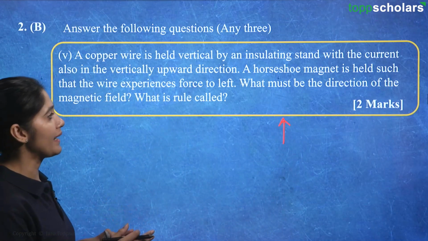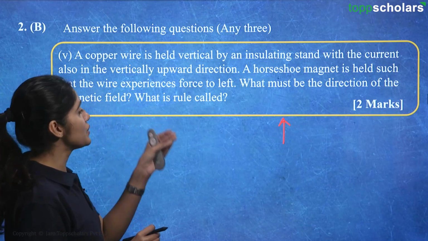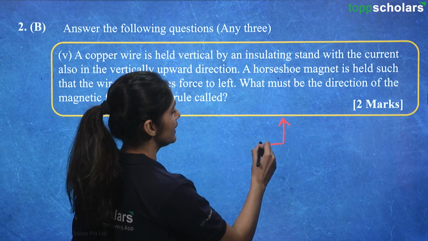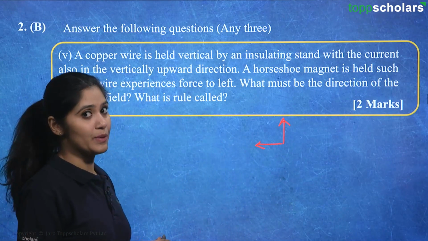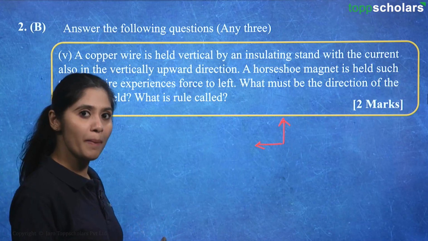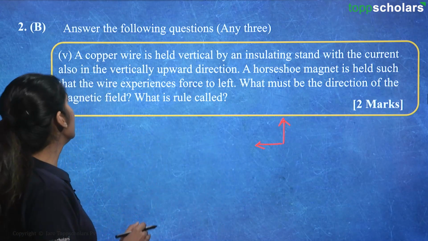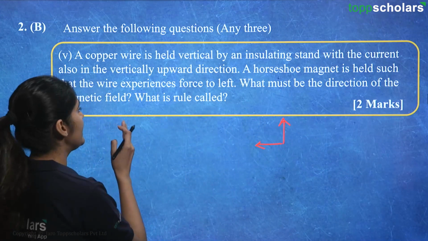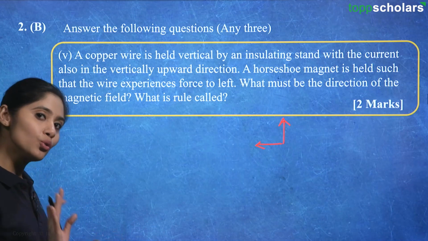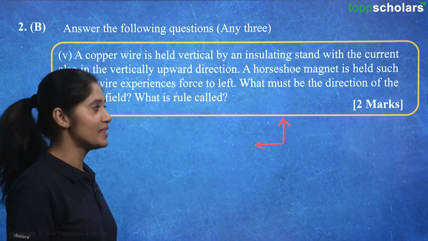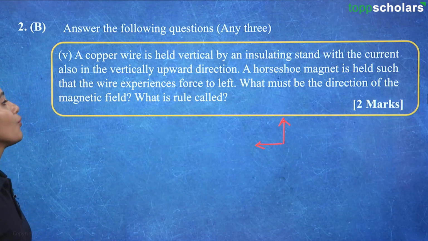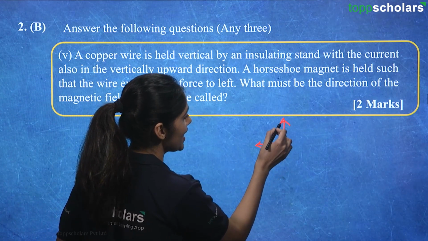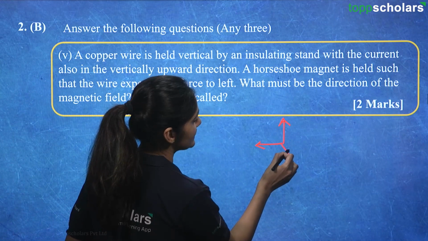Now a horseshoe magnet is held such that the wire experiences force to the left. And as per Fleming's left hand rule, the force is always perpendicular, right? So we know that the wire experiences force to the left. What must be the direction of the magnetic field? What is the rule called? The rule, we already said, is Fleming's left hand rule. And the direction of the magnetic field would obviously again be perpendicular to this axis, right?